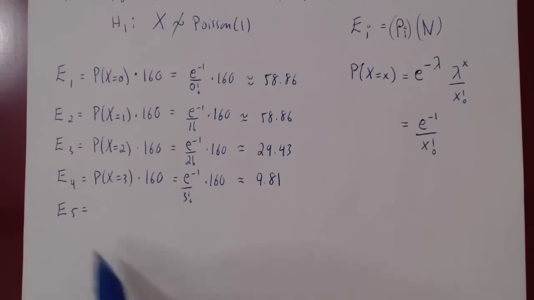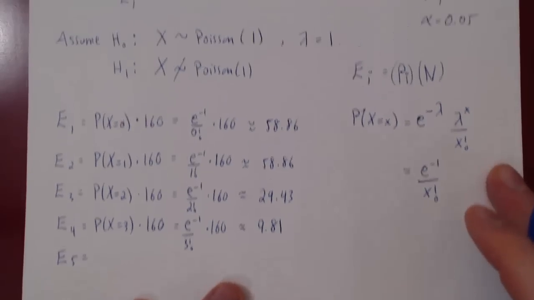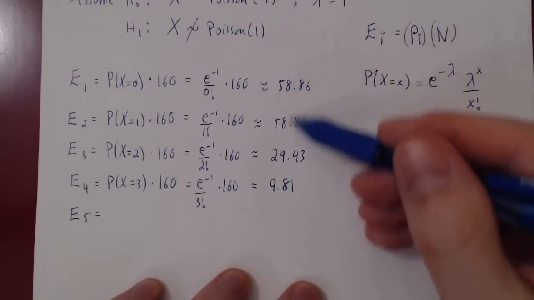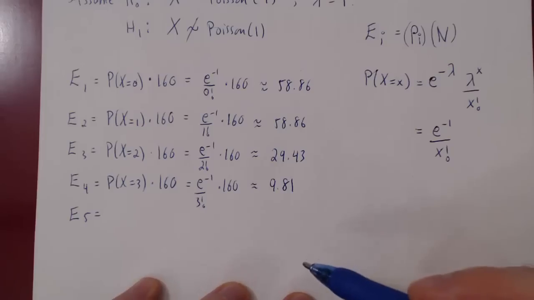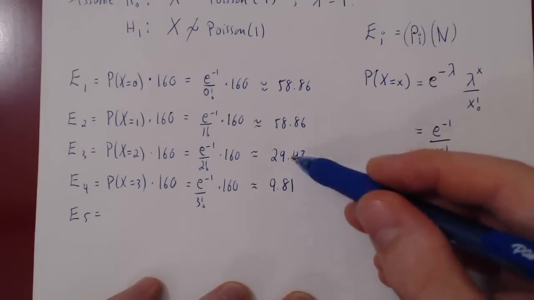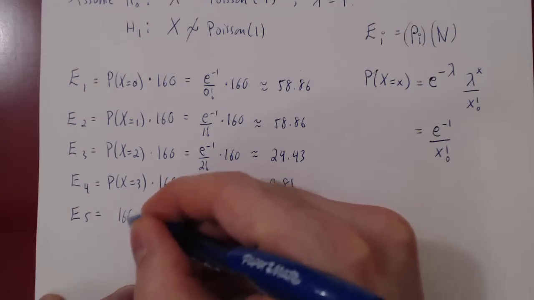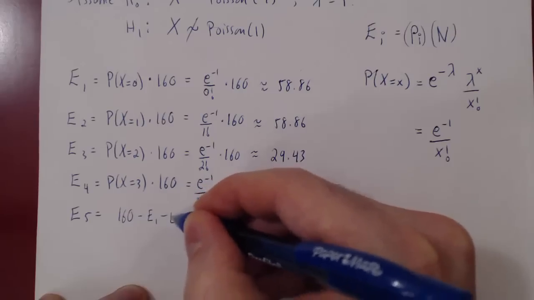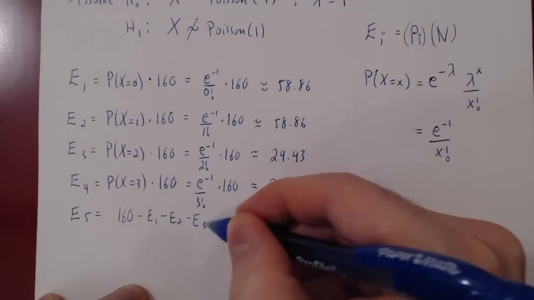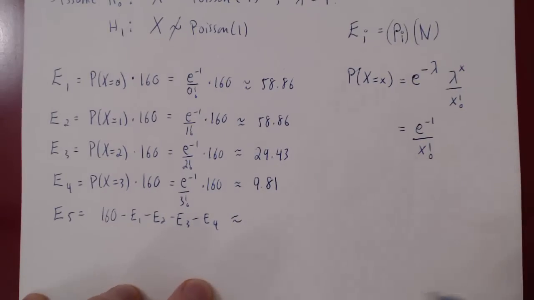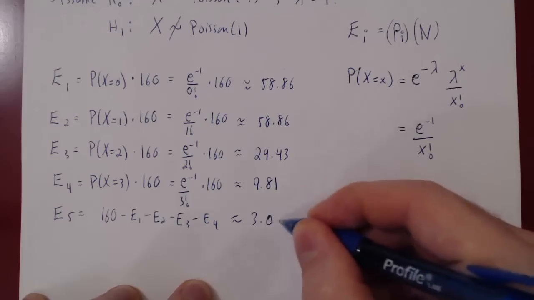And now if you think of it, how do we get the expected value of our last bin? Well, it's quite simple. We have a total number of 160 observations, so all of these must add up to, including E5, 160. So all we do is 160 minus all of these values. And if you do so, 160 minus E1 minus E2 minus E3 minus E4, you will find approximately a value of 3.04.